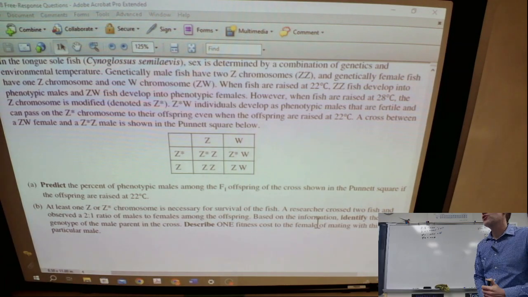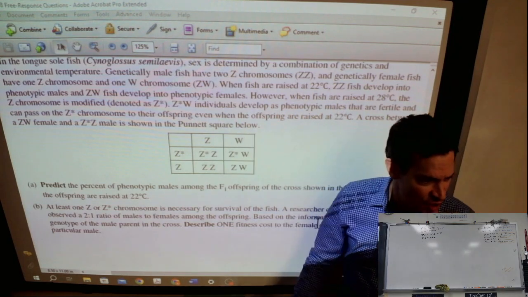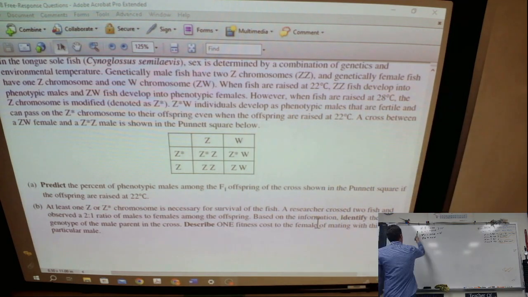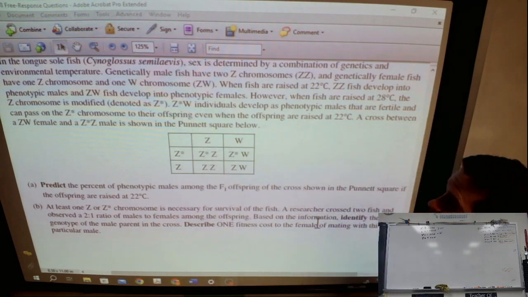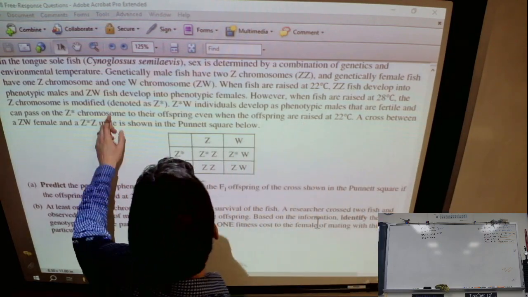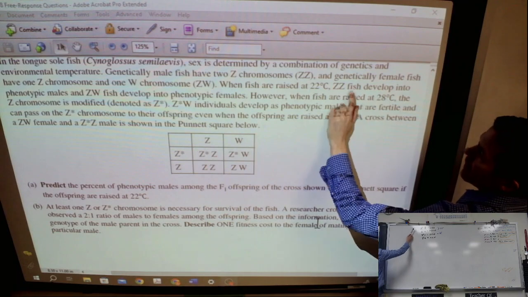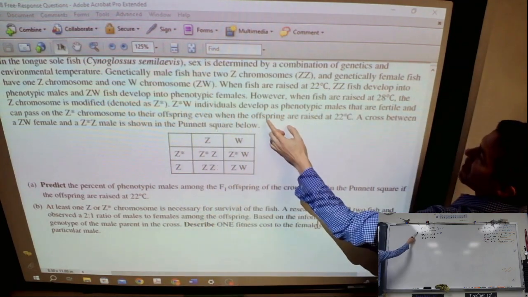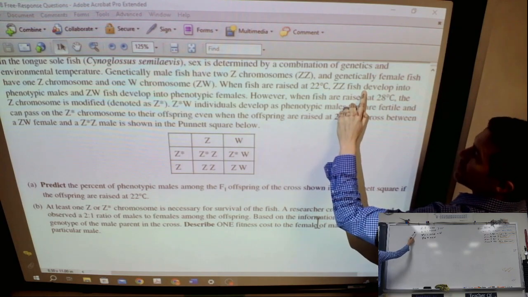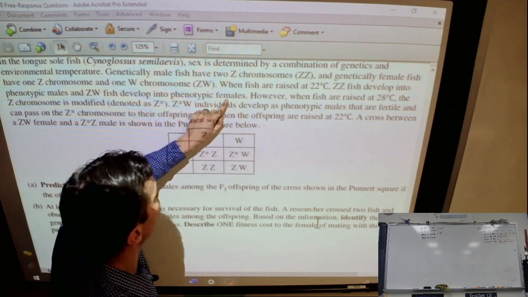All right. So the first thing is there are all these different combinations that can be male or female. Everything right here, I didn't really have to think about much. I literally just pulled it out from this information up here. They tell me male fish are ZZ, and ZW are female, if they're raised at 22. So at 22, ZZ are males and ZW are females.